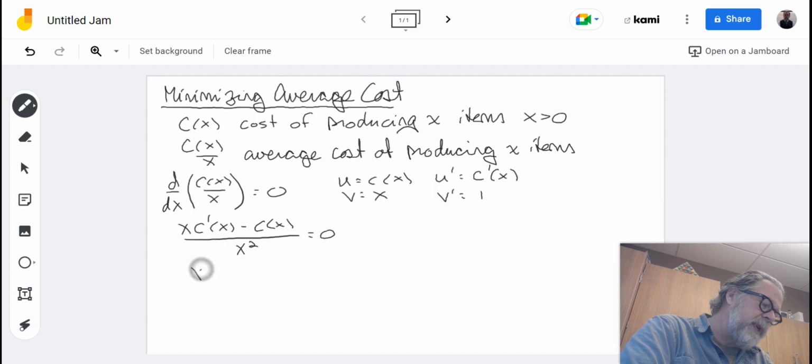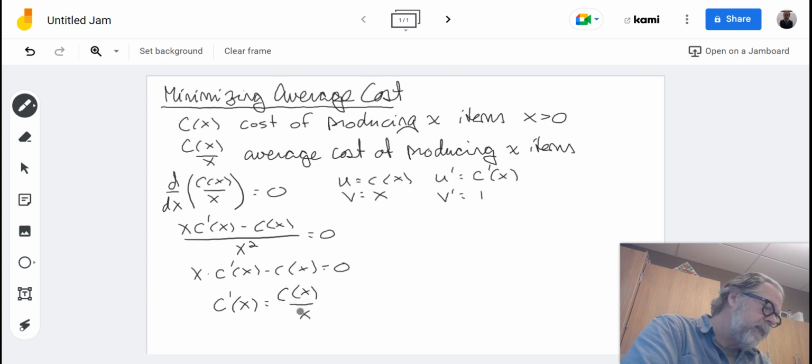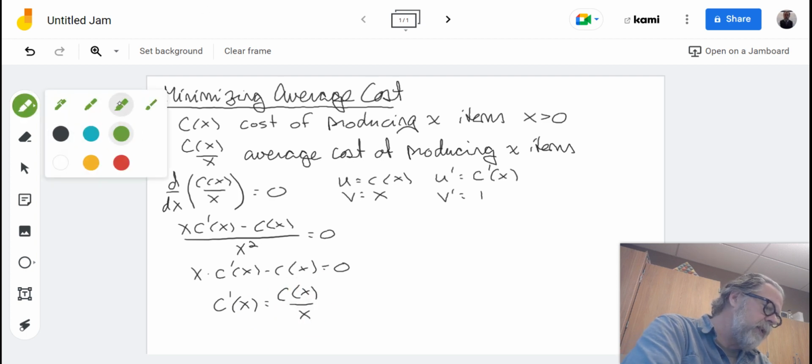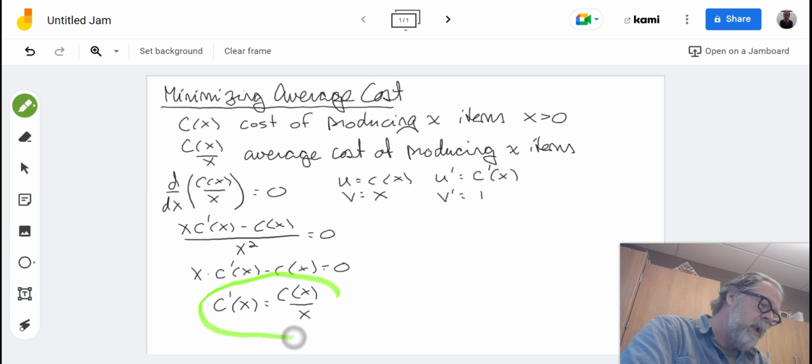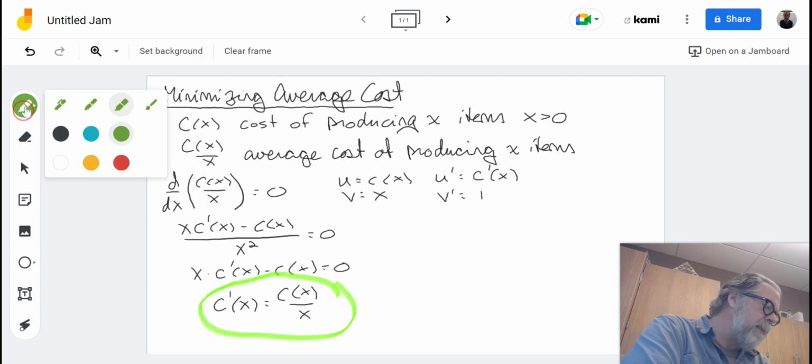And that means that x times c prime of x minus c of x must equal 0, which means that the marginal cost must be equal to the average cost. If I want to minimize my average cost, I set it equal to that marginal cost.